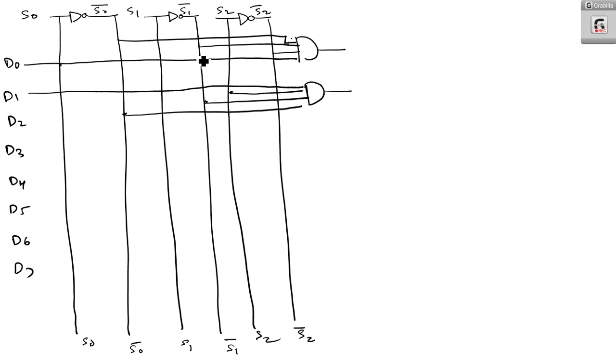Next output. Now what is 2? 2 means only which one is high? S1 is high, S2 is low, S0 is low, and there we will get D2. Right?